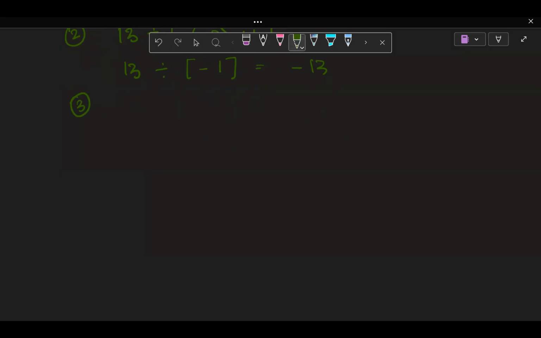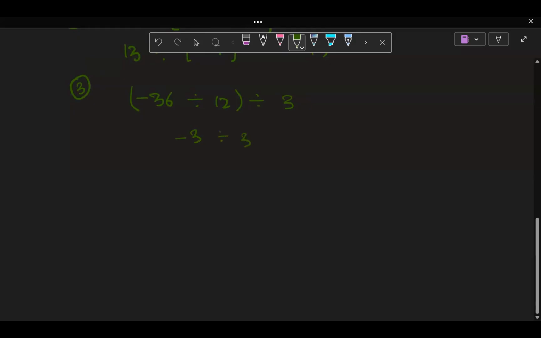We come to the third one now. Third one is -36 divided by 12 divided by 3. So -36 divided by 12: 36 divided by 12 is 3, and opposite signs, so you put a negative sign. Negative 3 divided by 3 gives you what? 1, and the sign will be negative. Understood this? Yes.